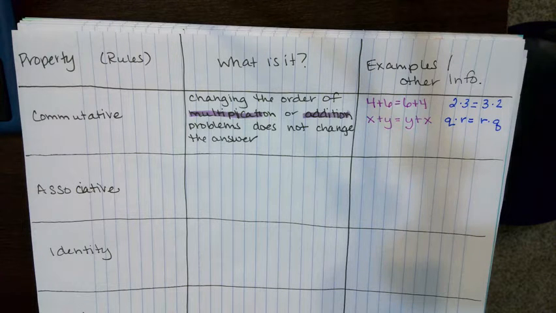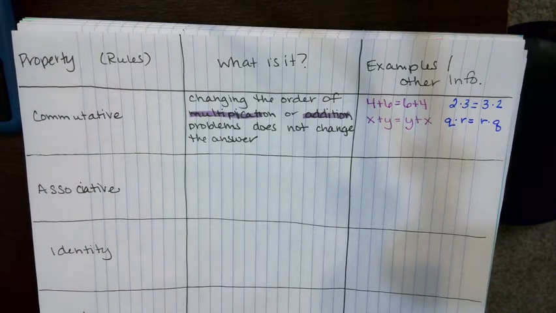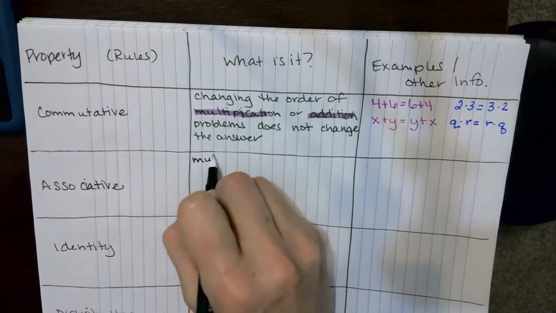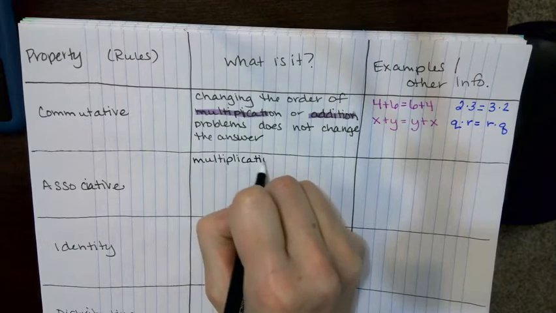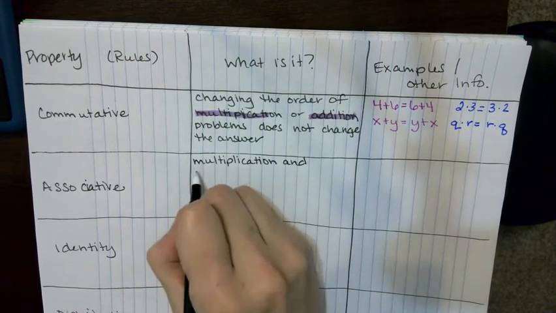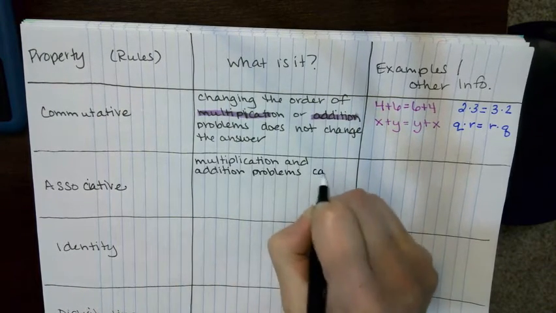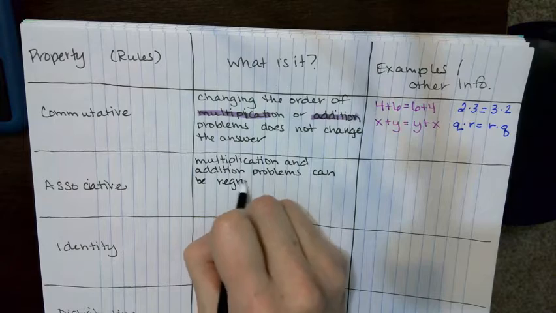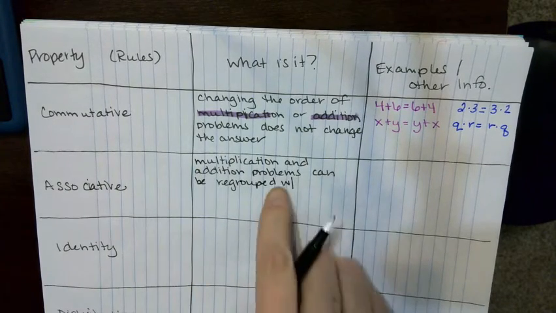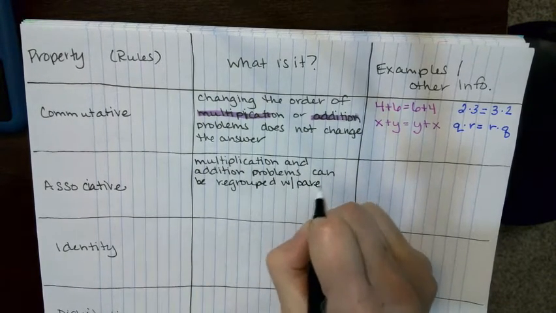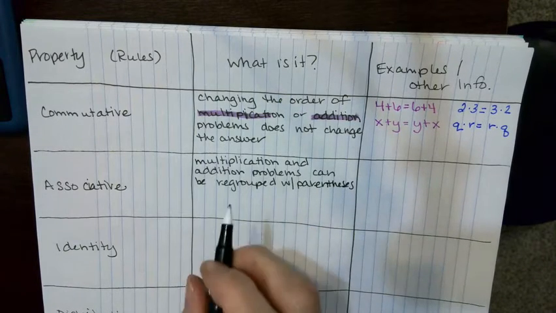Okay, let's talk about the associative rule. The associative rule says that multiplication and addition problems can be regrouped with parentheses without changing the answer. Okay, so again, it's multiplication and addition problems can be regrouped with, this is my shortcut for with, parentheses without changing the answer.